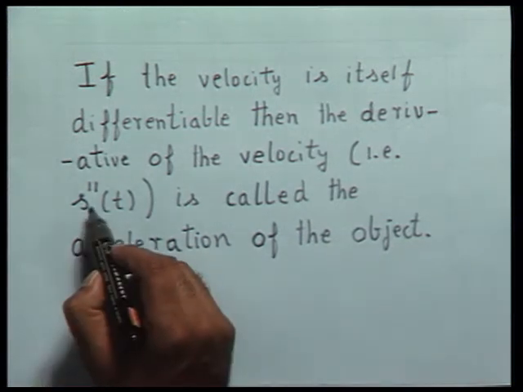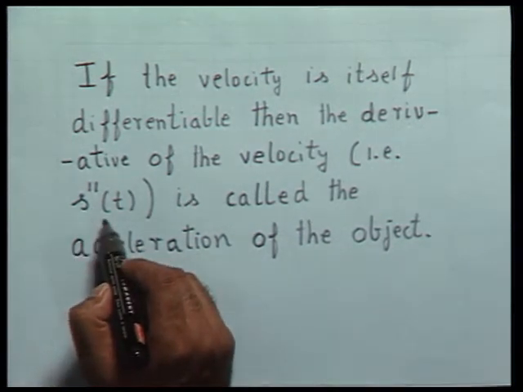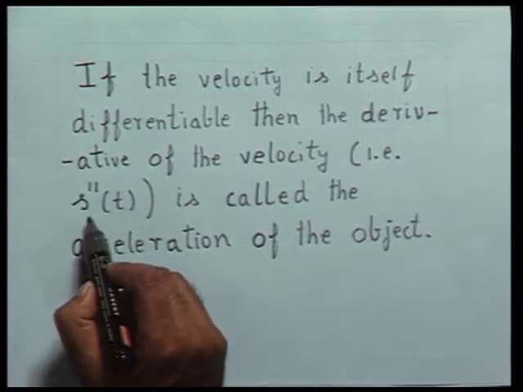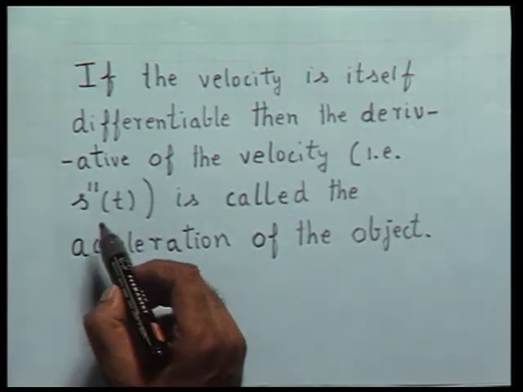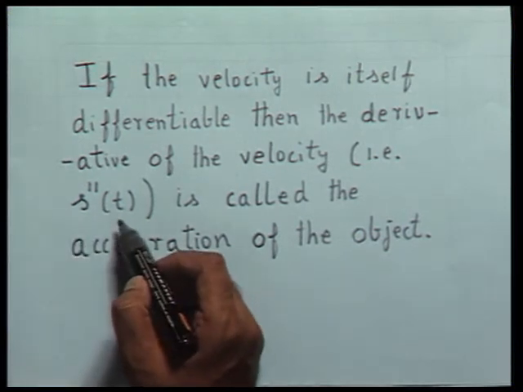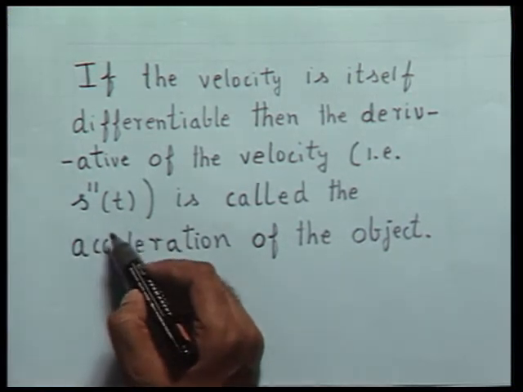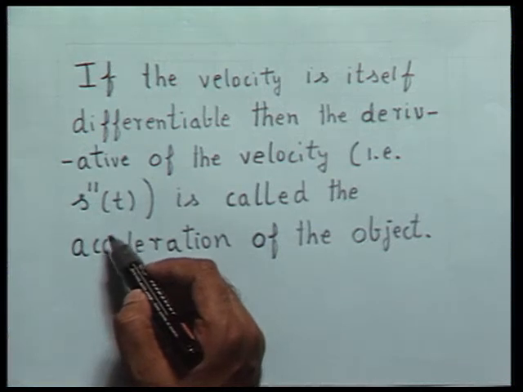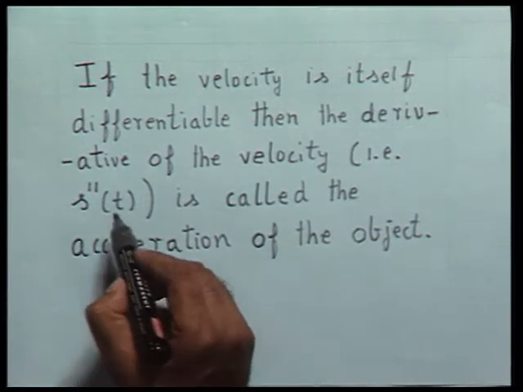Remember, s''(t) is the second derivative of s(t), and by our notion of derivatives, s''(t) is the rate of change of s'(t). Since s'(t) is velocity, rate of change of velocity would have to be acceleration, of course at the instant of time t.